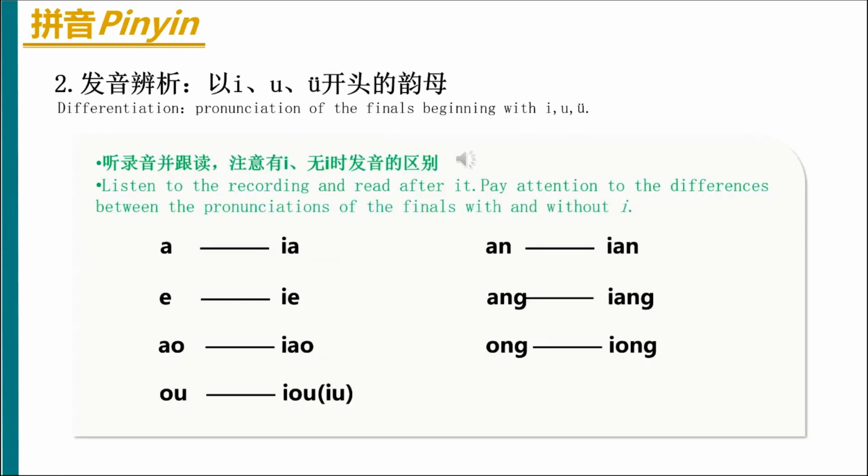The second group of differentiation is 韵母 finals. And today we are going to tell the difference between those 韵母 that beginning with i, u, and yu. First is the difference between those 韵母 with i, like the second line, and without i, like those in the first line.